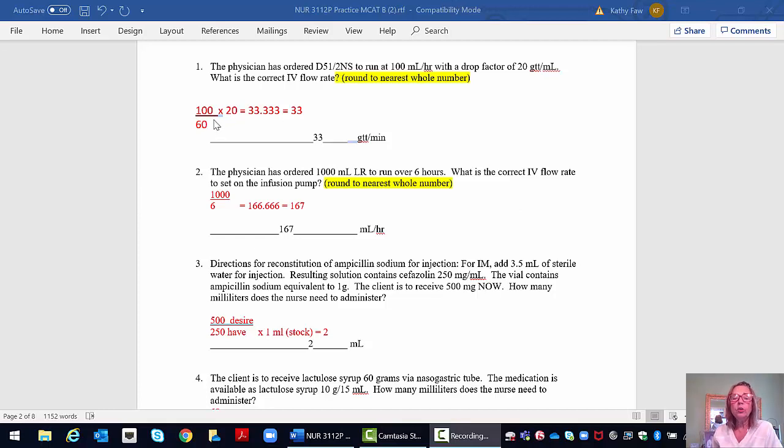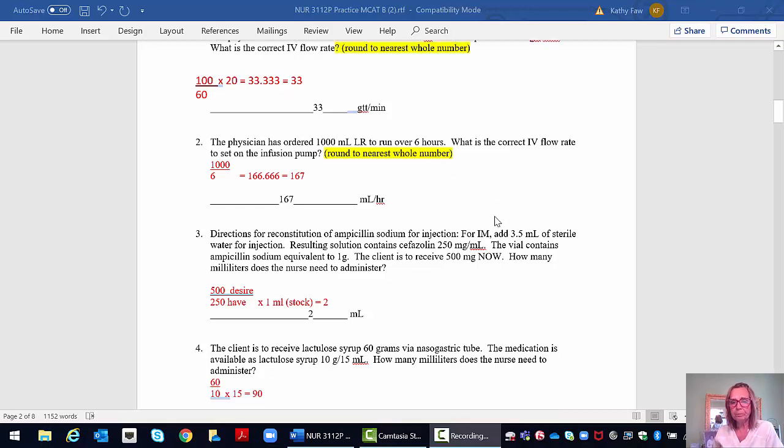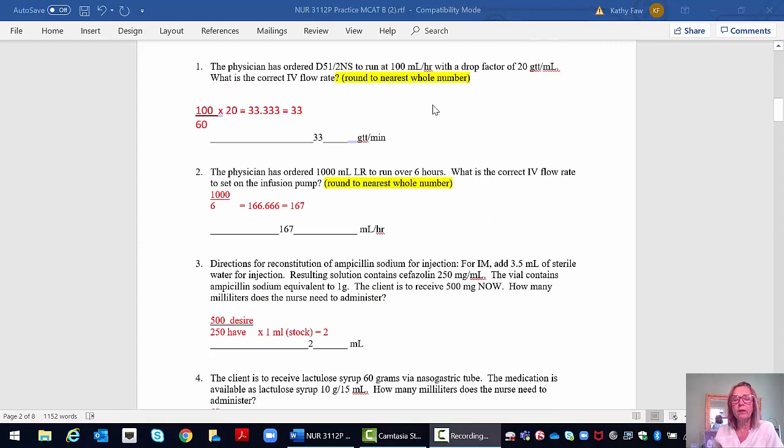All right, no, actually, sorry. You take your 100 mLs and you divide it by your 60 minutes and you times it by your drop factor of 20, and that equals 33.33333. And it says round to the nearest whole number. We have given you directions of what to do in order to be successful on this test. So the answer is 33 drops per minute. All right, do y'all all see that? Pretty self-explanatory there, all right? 100 over 60, which is your minutes, times your drop factor of 20.